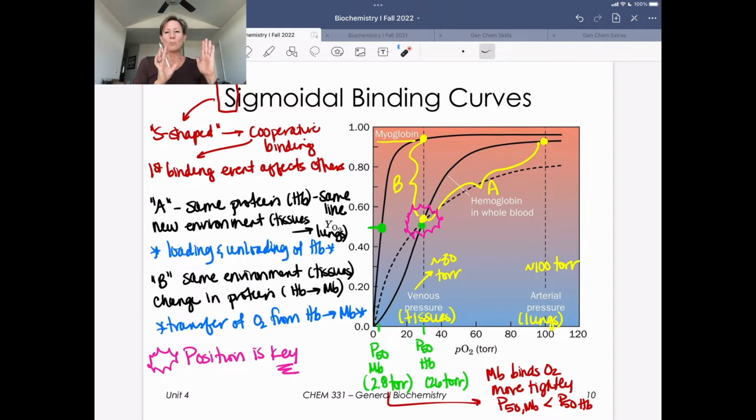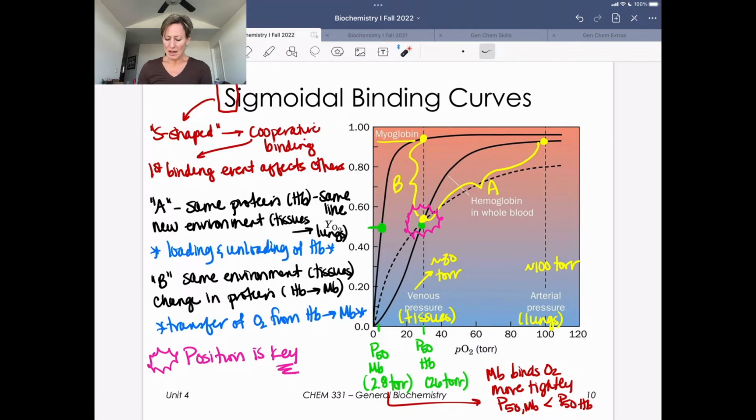So big picture thing, if we see a binding curve shift to the right, that tells us that we have bound our ligand less tightly. So we're going to talk about ways today that we shift and affect this binding. Okay, 3 things that we're going to talk about. We're going to talk about pH. We're going to talk about carbon dioxide levels. We're going to talk about 2,3-BPG, and then we'll also talk about the concentration of oxygen that you have.